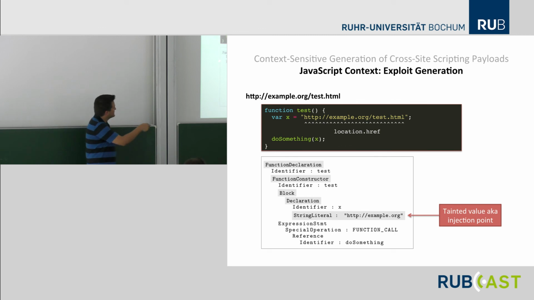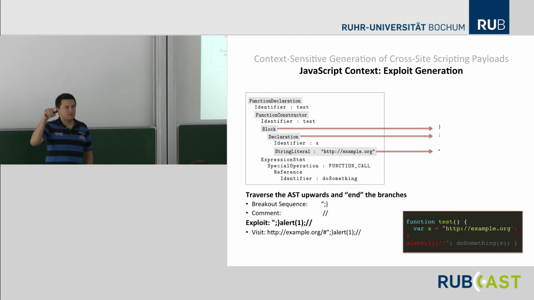And this is the abstract syntax tree, so it says, okay, this is a function declaration, you're declaring a new function, then there is a function constructor, and then there is a block, these are these 2 guys. Then there is a declaration with an identifier called x, so we have this variable, and we see the string literal, which is our URL, which is the user input. And this is basically the injection point. And what we are trying to do with this AST is traverse it upwards. So we have the injection point, which is here, and we know this is the injection point because the taint engine told us.